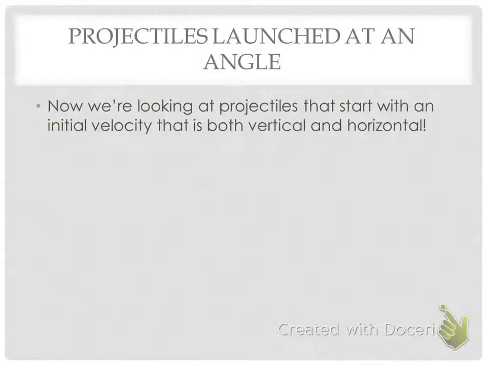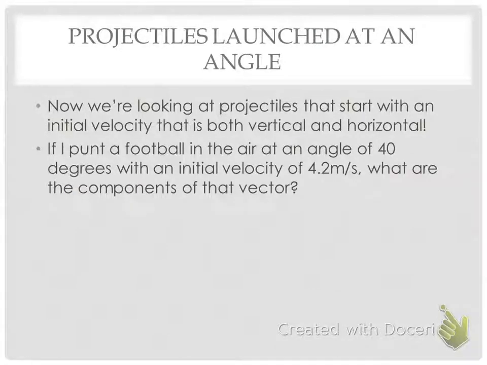So now in our projectile equations, Vyi, the initial vertical velocity, is not going to be 0. So we're going to have many more of those components. Okay, so if I punt a football into the air at an angle of 40 degrees with an initial velocity of 4.2 meters per second, what are the components of that vector? This is not even into projectiles yet. This is just looking at breaking down that initial velocity vector, and we know how to do that.